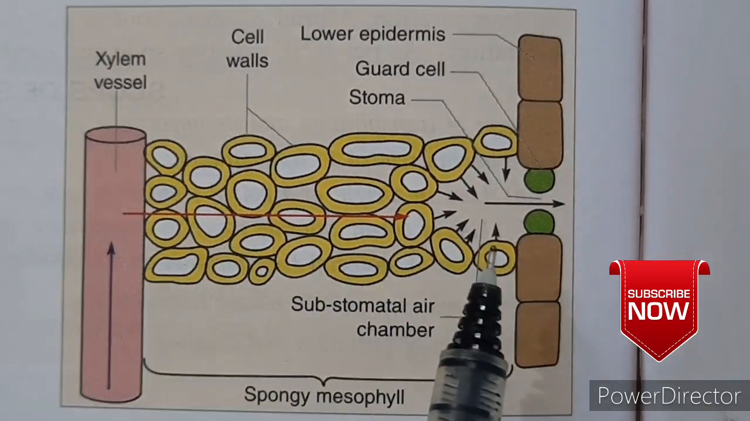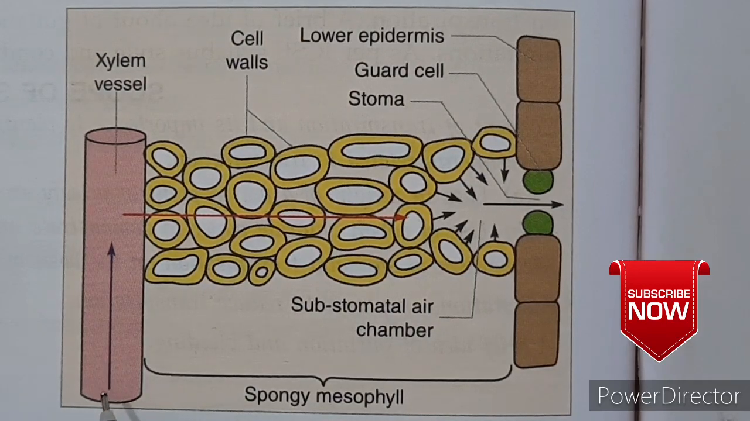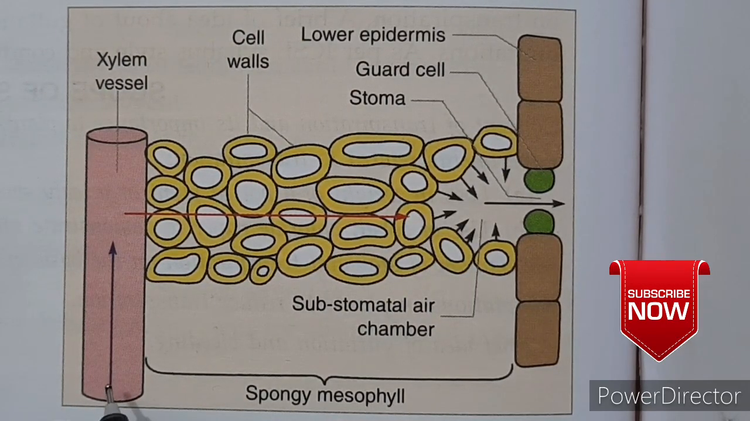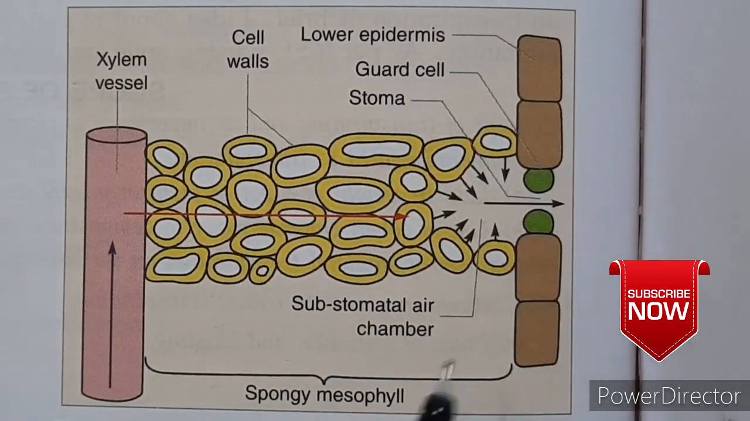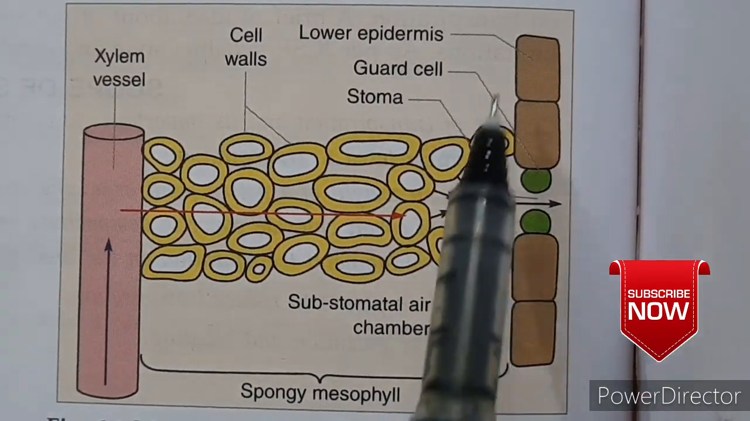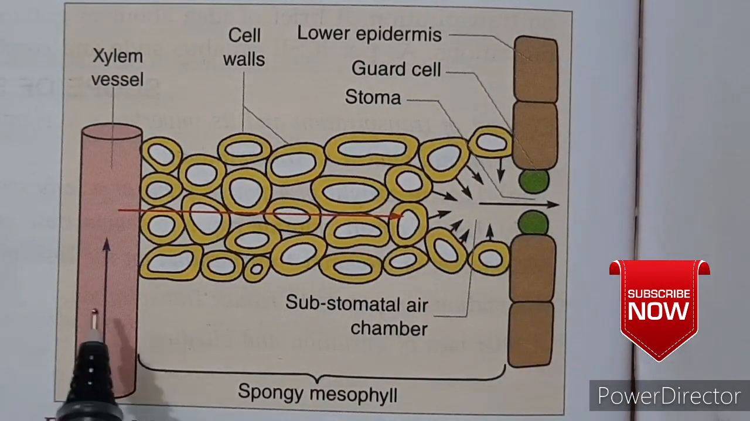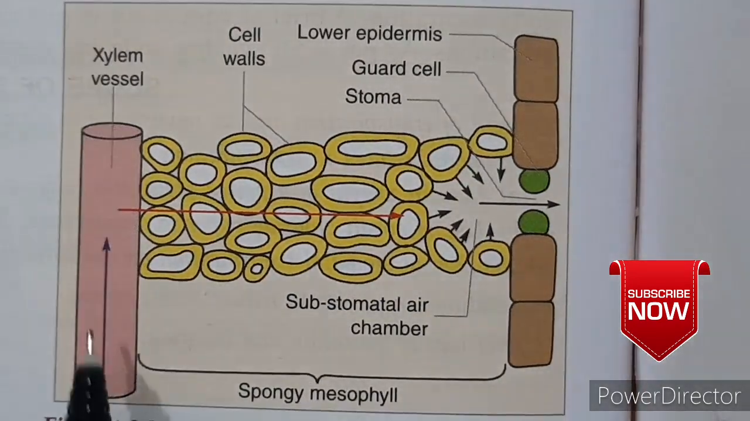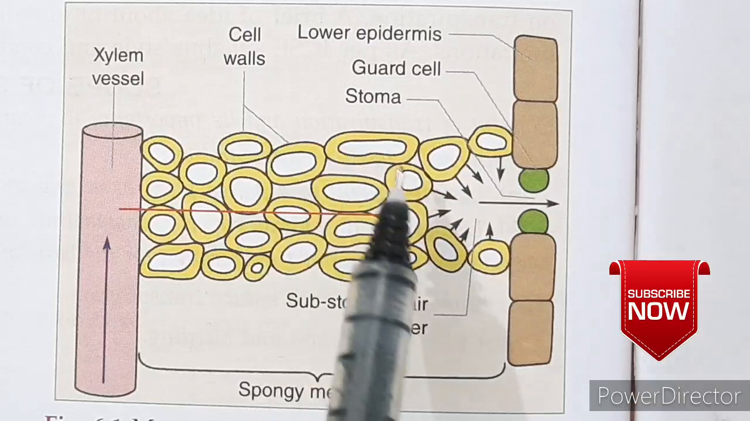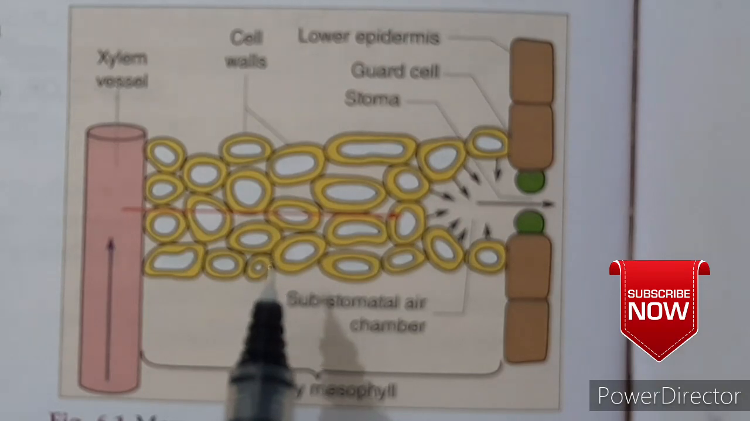This is the diagram of the VS of leaf. It shows the section of a leaf, and water is continuously absorbed by the roots from the soil. The roots cause ascent of sap, and this is the xylem vessel which moves up. These are the cells which constitute the spongy mesophyll, this is the lower epidermis, and this shows the stomata. When the water is ascending by the ascent of sap, it reaches the xylem vessels first and ultimately reaches the tissue of the leaves through veins.